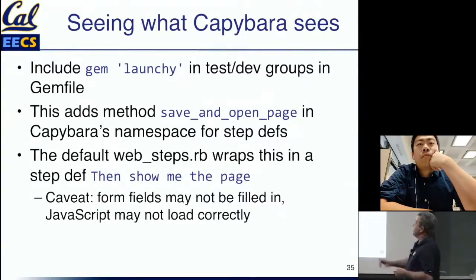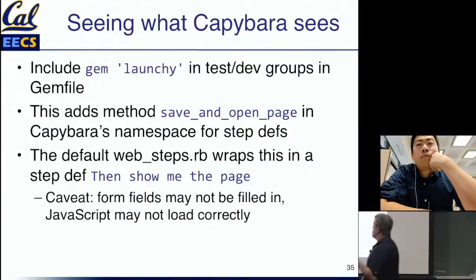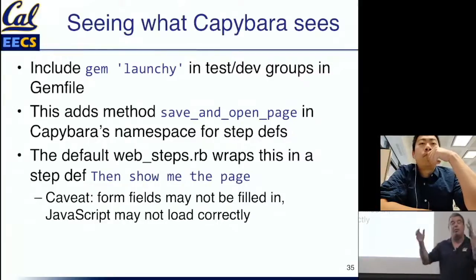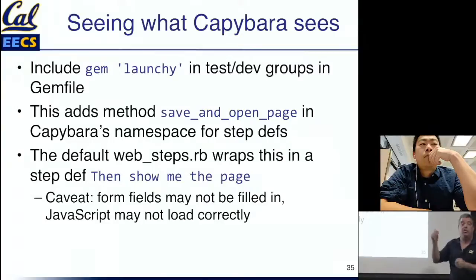There's a gem called Launchy, which I think might actually be included by default in the gem file if you create a new project. I'm actually not 100% sure. But if it's not, you can certainly add it. And don't put it in the production group, just put it in the test and development groups. If you include that gem, it adds a new method in Capybara's namespace called save and open page, which is super, super cool. Because if you call save and open page, it will save a static HTML representation of the page and pop up a browser window. And then you can see the page that Capybara was seeing at the moment that you called save and open page.